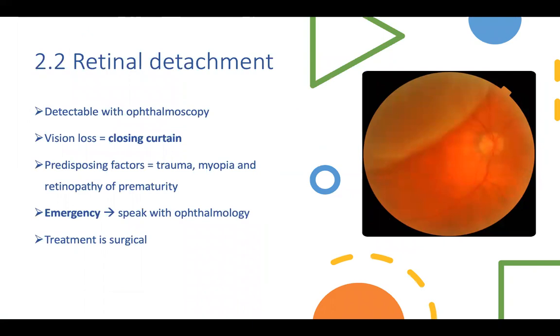Retinal detachment is also detectable with ophthalmoscopy. Symptoms include vision loss, which may be described as a closing curtain. The patient may also describe flashing lights and floaters. Predisposing factors include trauma, short-sightedness, and retinopathy of prematurity.